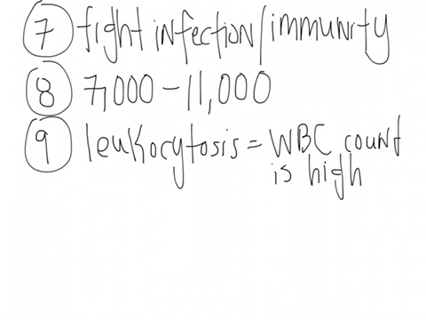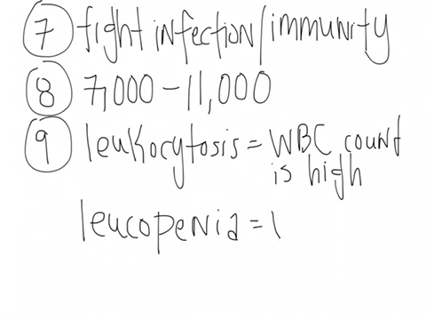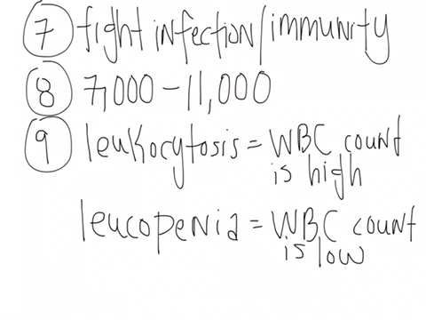The other one in question 9 is leukopenia. This is just the opposite, when your white blood cell count is low. Remember, that's normally below 4,000. We talked about cancer treatments like radiation and chemo. If somebody has an autoimmune disorder like HIV, lupus, something like that, their white blood cell count could also be low.